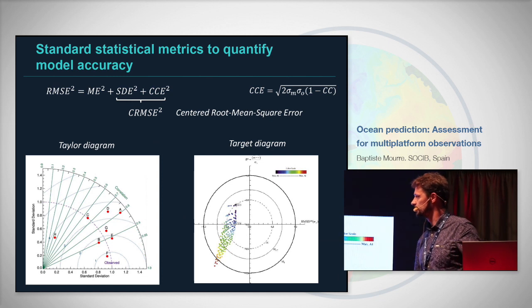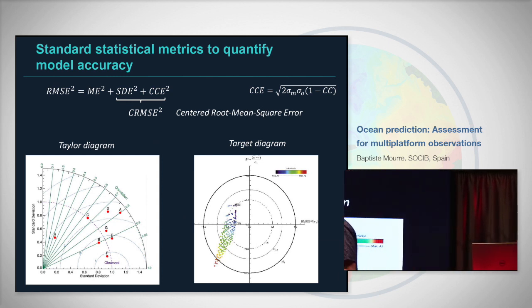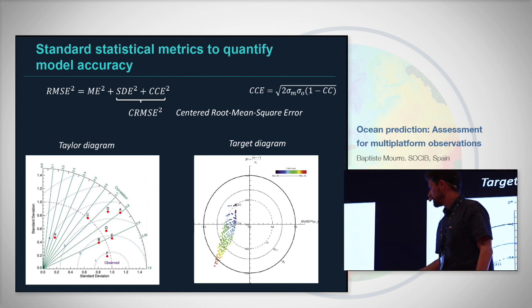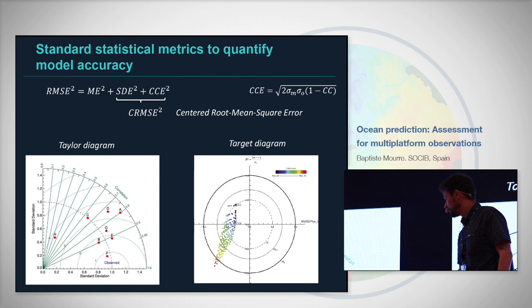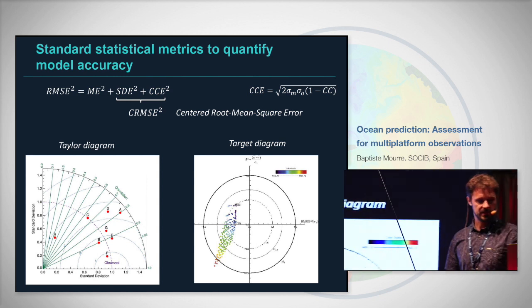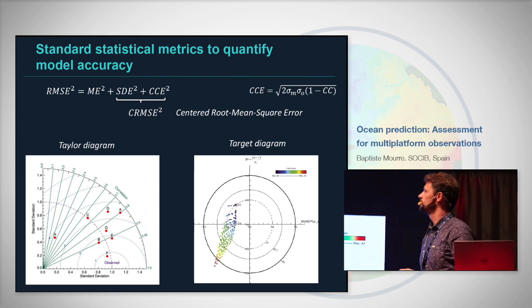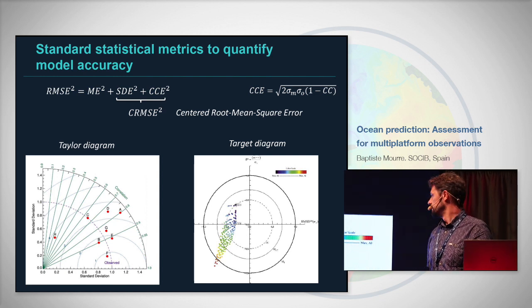And this can be plotted in synthetic diagrams like the Taylor diagram and the target diagram. So nicely you can plot and compare different models, and here, for instance, the angle is the correlation, the distance to the observation point would be the centered root mean square error, and let's say the distance to this line would be the standard deviation error. But these are the classical tools that you use in model accuracy that you'll find in different publications about model assessment.